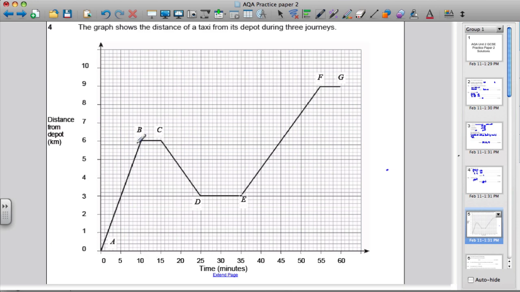Then they stop at B for 5 minutes and then they drive back between 15 and 25 minutes, another 10 minutes, and they stop off 3 kilometers away from where they started. Another stop here for about 10 minutes, then they start off again and they drive for, it looks like, another 20 minutes until they're 9 kilometers from where they started, and then they stop there. Okay, let's have a look at the questions.